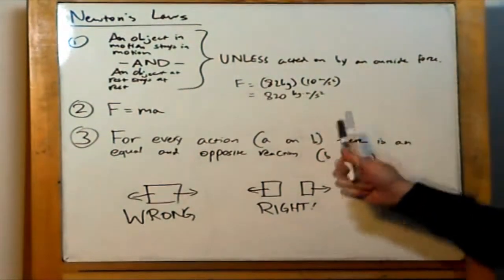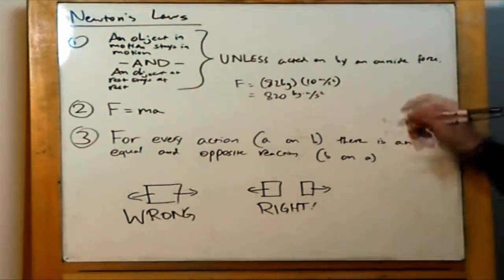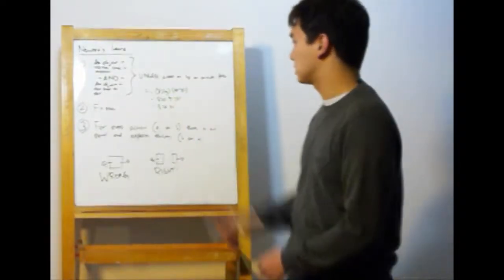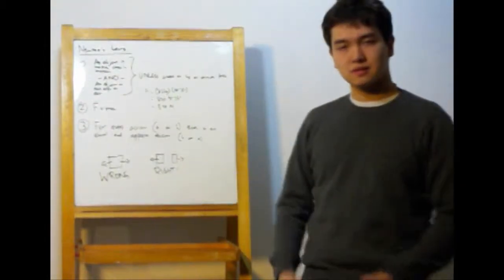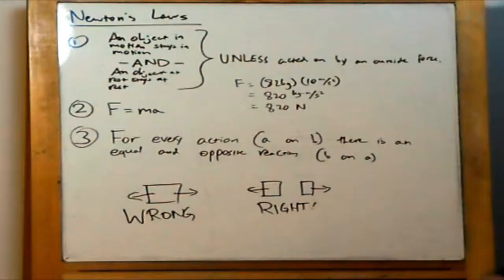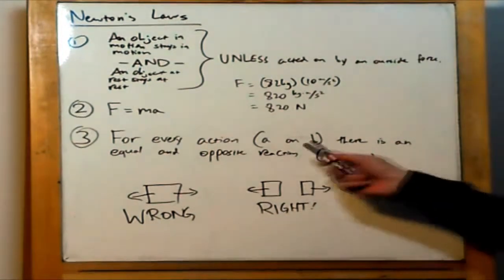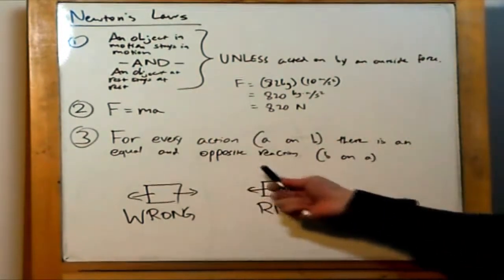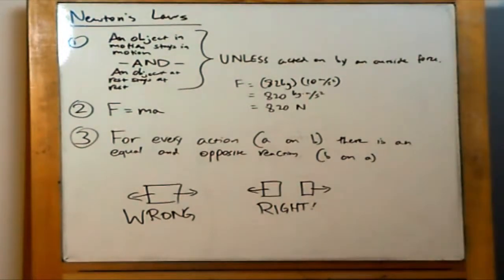Now, this particular unit, kilograms times meters per second squared, is also known as a Newton, represented by a capital N. So just switch that out with Newtons whenever you see it. Okay, and the last law. For every action, that is a force that A is applying to B, some object A on some object B, there's an equal and opposite reaction that B is going to apply to A.